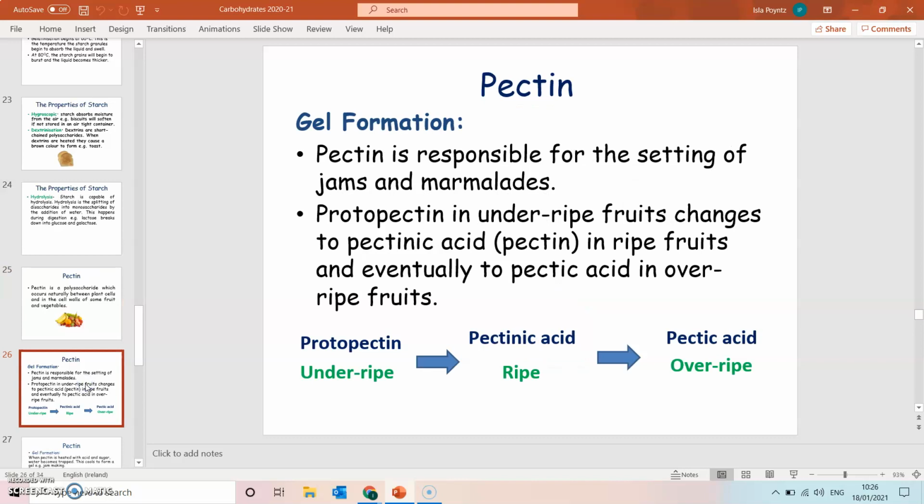So gel formation. Pectin is responsible for the setting of jams and marmalades. Protopectin is what you call the pectin in underripe fruit. And that changes to pectinic acid, which is pectin, in ripe fruits, and eventually turns to pectic acid in overripe fruits. So obviously when we are making jam, we want to choose fruit that is just ripe. If it's underripe, we will have protopectin. If it's overripe, we will have pectic acid. And they may not set as well as just ripe fruit.